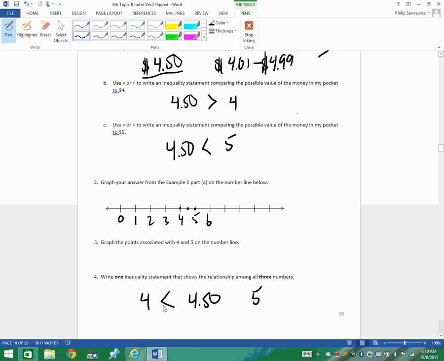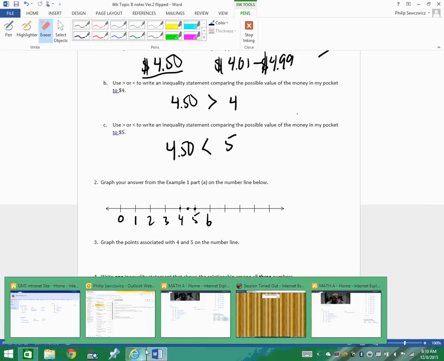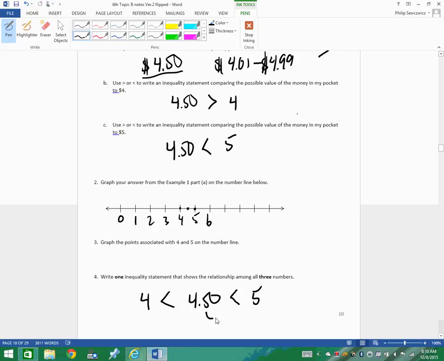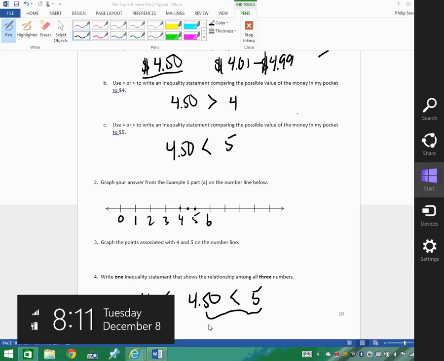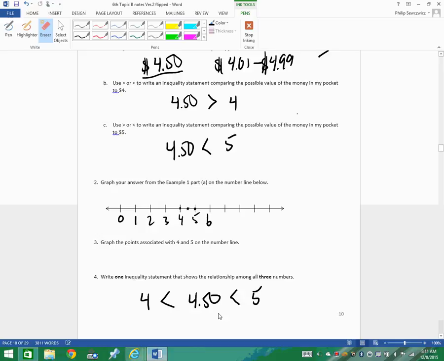Almost like take your hand, put it on the screen, and cover up the 4 and the less than symbol. We're just looking at this, and we would read it as $4.50 is less than 5. So at first, we're just writing an inequality statement for these two. Then, looking at these two particular ones, that's how we can write it using all 3 of them. So this is what we're after here: being able to write one inequality statement that shows the relationship among all 3 numbers.